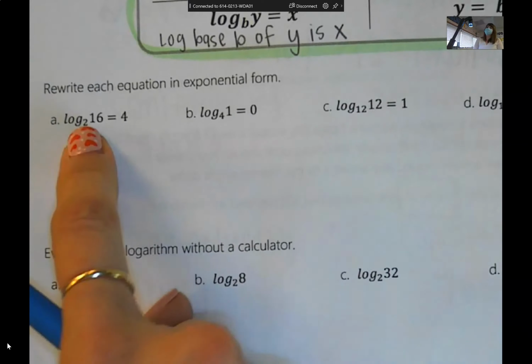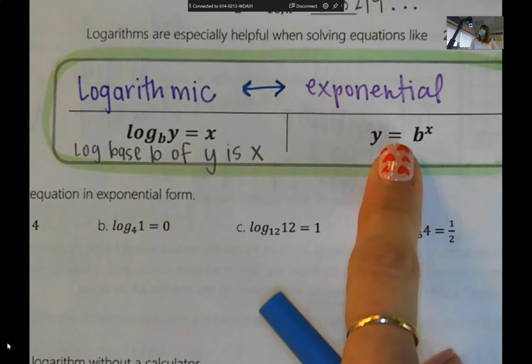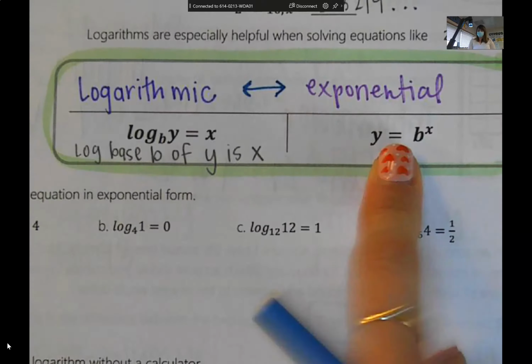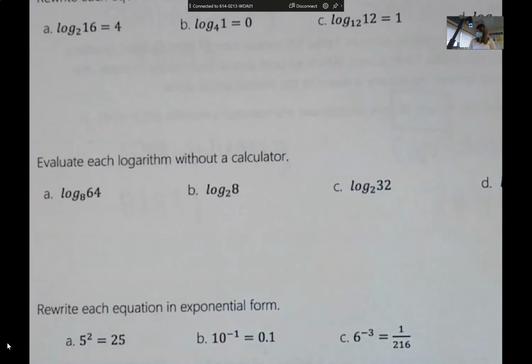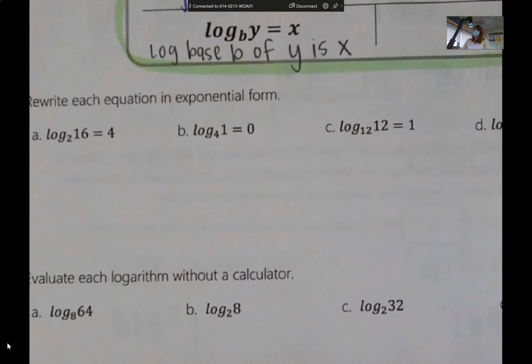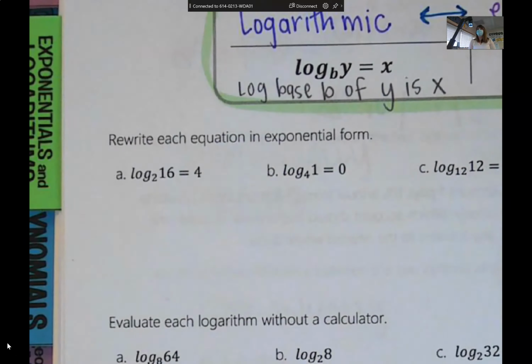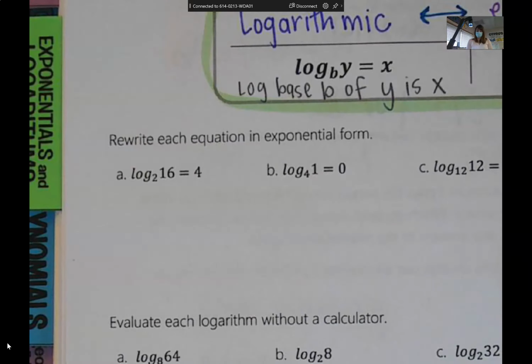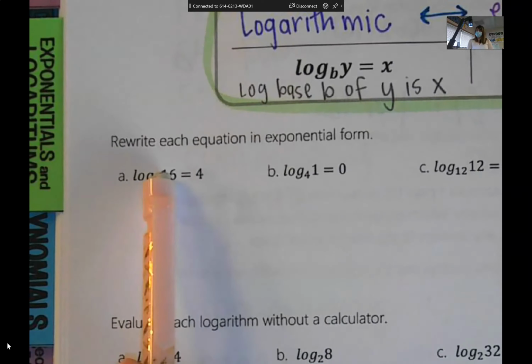So let's look at it. This says take all of these logs and rewrite it as this. So I got a really easy way for you to do it. You can do it this way every single time. So log base 2 of 16 is 4. Log base 2 of 16 is 4.